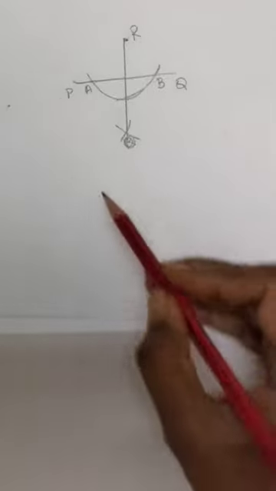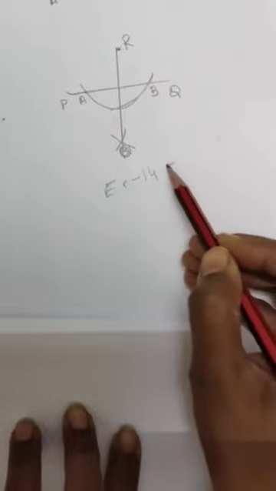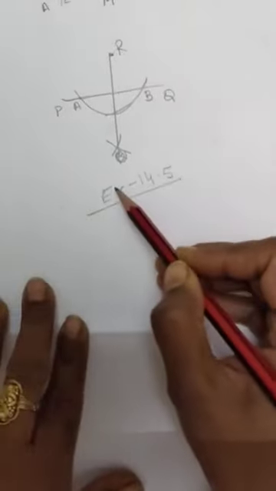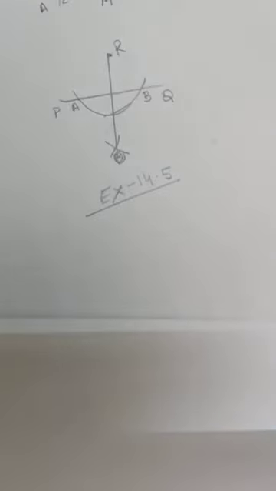Now exercise 14.5 I have given. Question number 1, 5 and 6. See first question. Draw AB of length 7.3 centimeter and find its axis of symmetry. Axis of symmetry is same as perpendicular bisector. So draw one line segment AB of 7.3 centimeter.